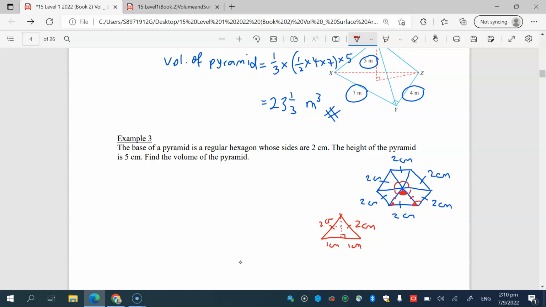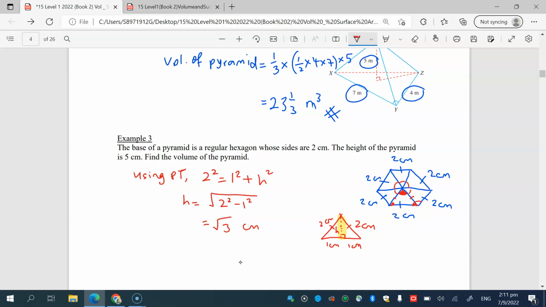Okay, and then I want to find the height over here. So we have our favorite Pythagoras theorem. So using Pythagoras theorem, basically 2 square equals to 1 square plus h square. So I want to find the height over here, the perpendicular height, right? So height is basically square root 2 square minus 1 square. That's 4 minus 1, which is 3. Okay, so the height is root 3 cm.